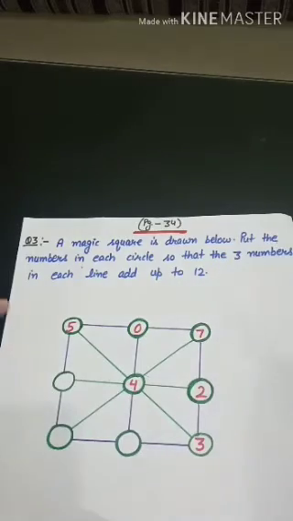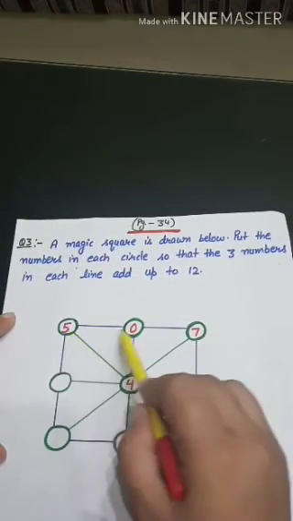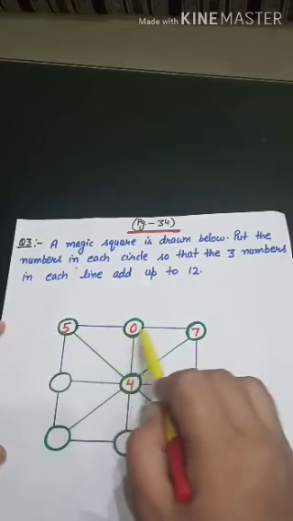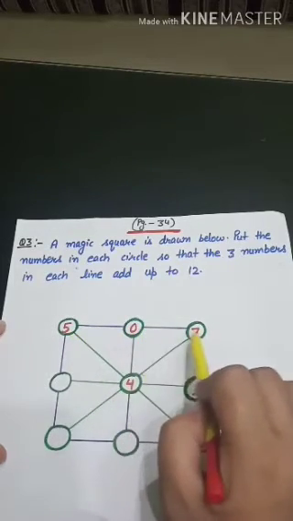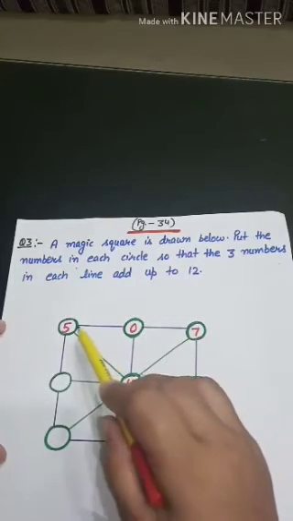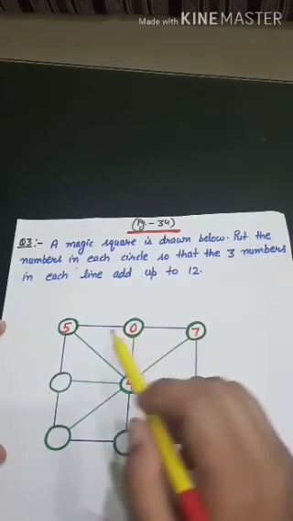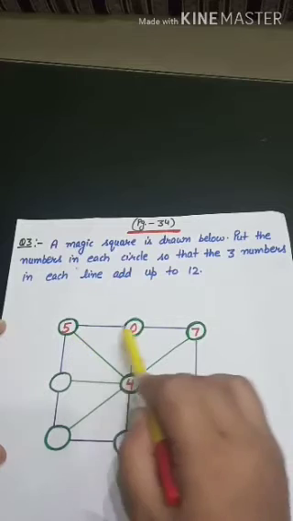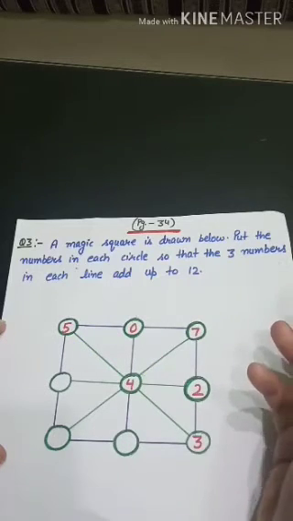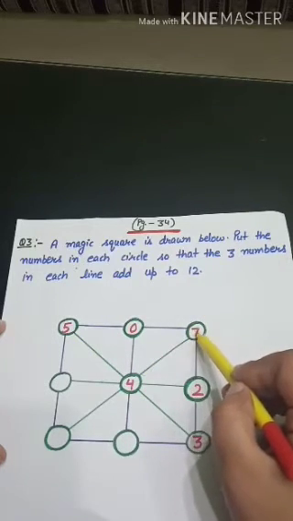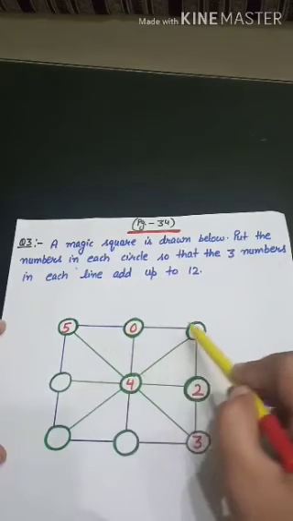For example, check the first line. There are 3 circles and 3 numbers are written here, 5, 0 and 7. When we will add these 3 numbers, 5 plus 0 plus 7, what will we get? 5 plus 0 is 5 and 5 plus 7 is 12. So we get 12 here.